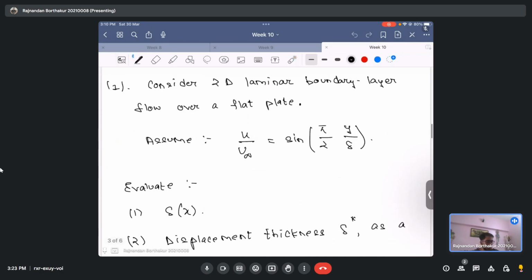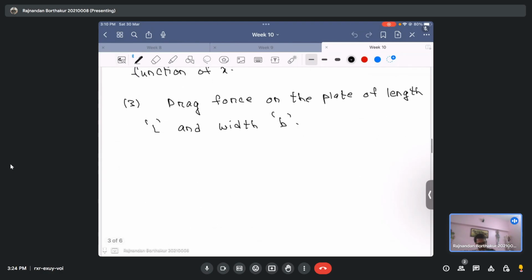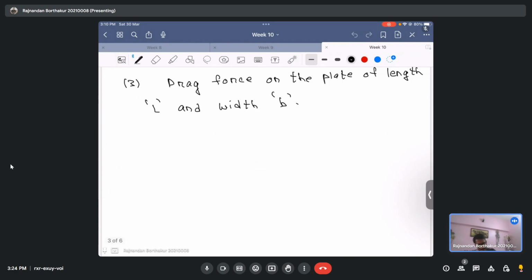So before going into the solution, I hope the problem is clear to you. If you have any doubt, you can ask, or else we'll begin with the solution. So let's start solving this problem systematically.